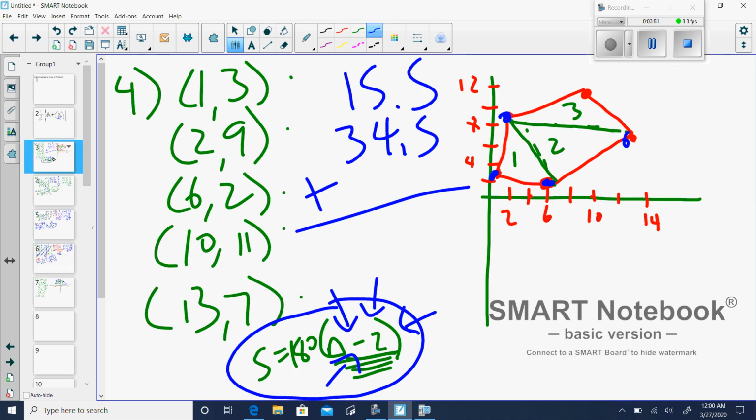So we come back to the beginning and we add 19 to this. So we get 30, 40, 50, 59, 64, 68, 69, and that's going to be 69 square units.